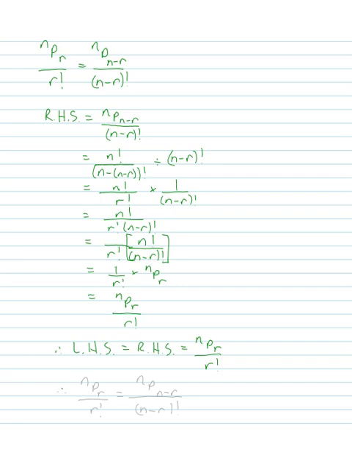And therefore nPr all over r factorial is equal to n P (n minus r) over (n minus r) factorial. And we're solved.